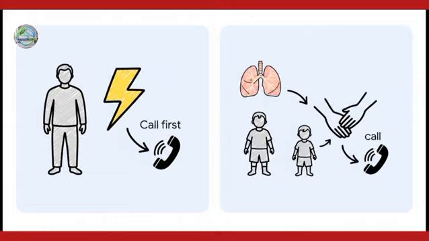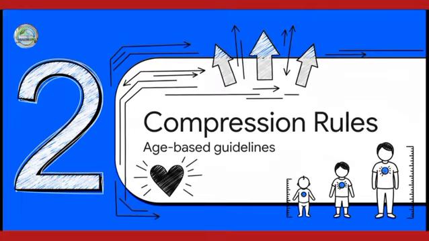It's normally a respiratory issue. They lacked oxygen, which caused the heart muscle to stop. Because of this, your priority completely shifts. You actually must deliver 2 minutes of CPR first to get oxygenated blood to their brain, and then you call 911. Moving right along to section 2, compressions and age-based rules.